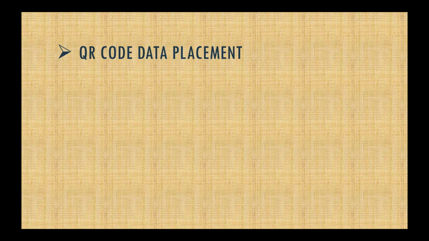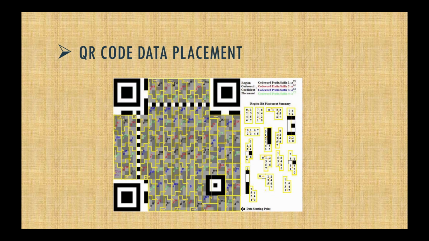QR code data placement. Starting in the lower right corner of a QR code matrix, the data for each codeword is placed in blocks in an up and down pattern. Each primitive power element is color-coded to illustrate the codeword with which it is associated, as well as how the interleaving spreads each codeword throughout the matrix.